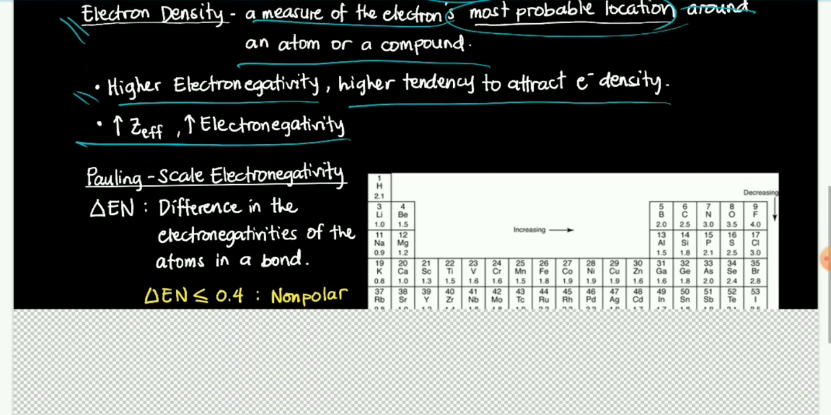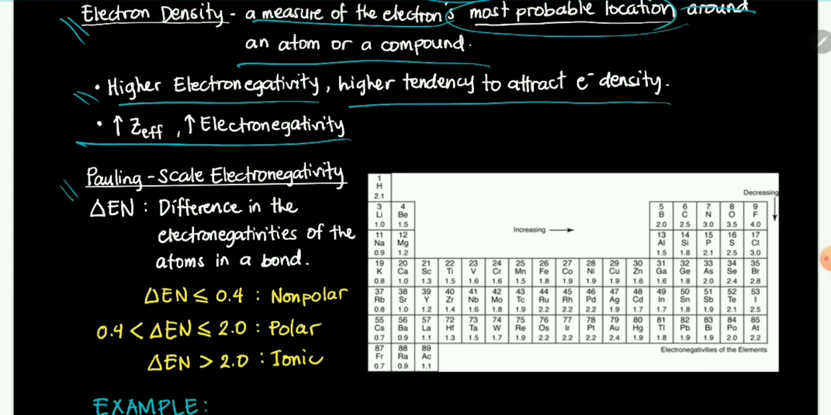Okay? So, we have the Pauling scale electronegativity. This is a relative measure of electronegativity based on Pauling's method. Okay? So, meron tayong formula ni Pauling kung paano na-determine yung Pauling scale electronegativity, pero hindi natin i-discuss yun. Ipapakita ko na lang sa inyo yung values.